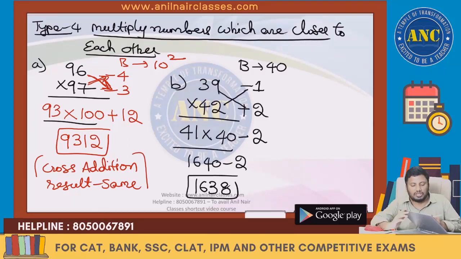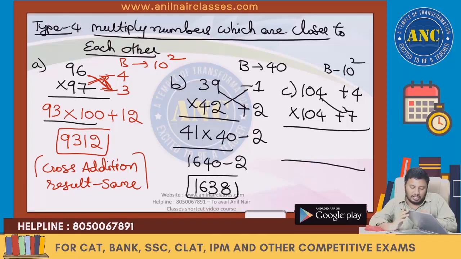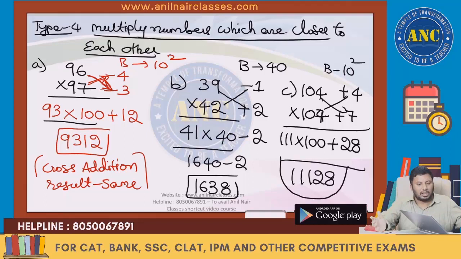C. 104 into 107. Both are nearer to 100. 104 is 4 more, 107 is 7 more. Cross addition, the result should be the same: 111 into 100. 4 sevens are 28. So the answer is 11128.